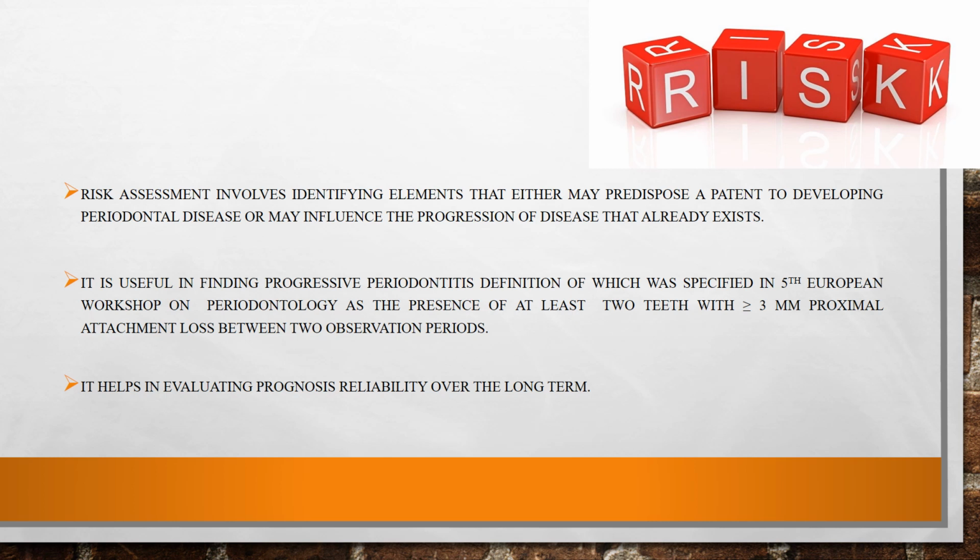Risk assessment involves identifying elements that may predispose a patient to developing periodontal disease or may influence the progression of existing disease. It is useful in finding progressive periodontitis, defined at the 5th European workshop on periodontology as the presence of at least two teeth with greater than 3 mm proximal attachment loss between two observational periods. It helps in evaluating prognosis reliability over the long term.